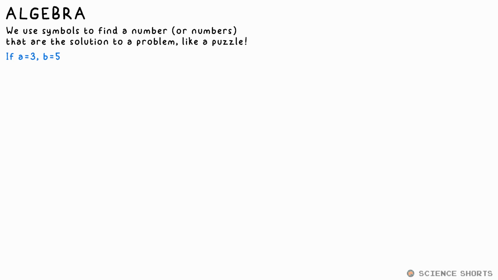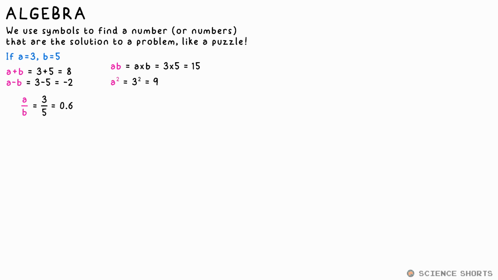Let's say A happens to be 3 and B is equal to 5. Writing two symbols next to each other means there's an invisible multiplier between them. So AB is the same as A times B. A squared will be equal to 9, as that's 3 times 3. A squared B is 45. That's 3 squared times 5.